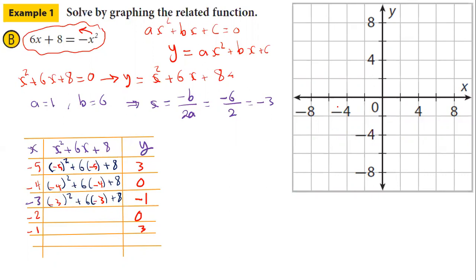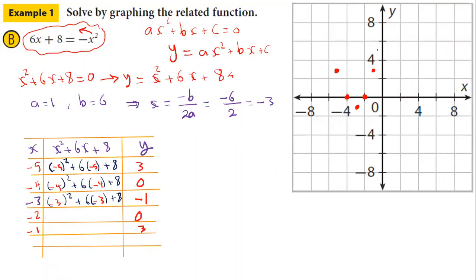Now we have to plot these points on the grid. I will start from -3 and -1. -4, 0, the first x-intercept. -5 and 3. -2, 0. -1, 3. So this is our parabola.